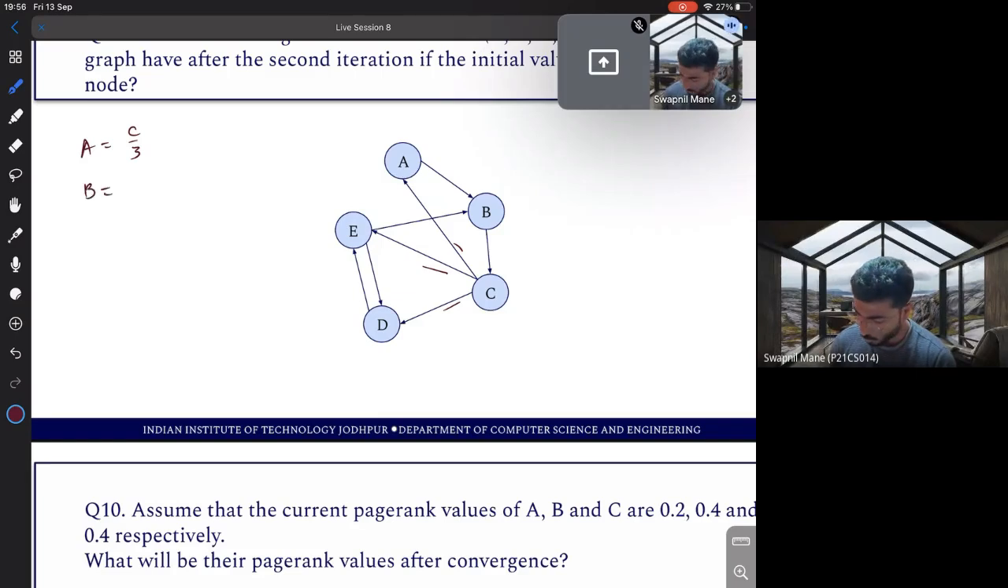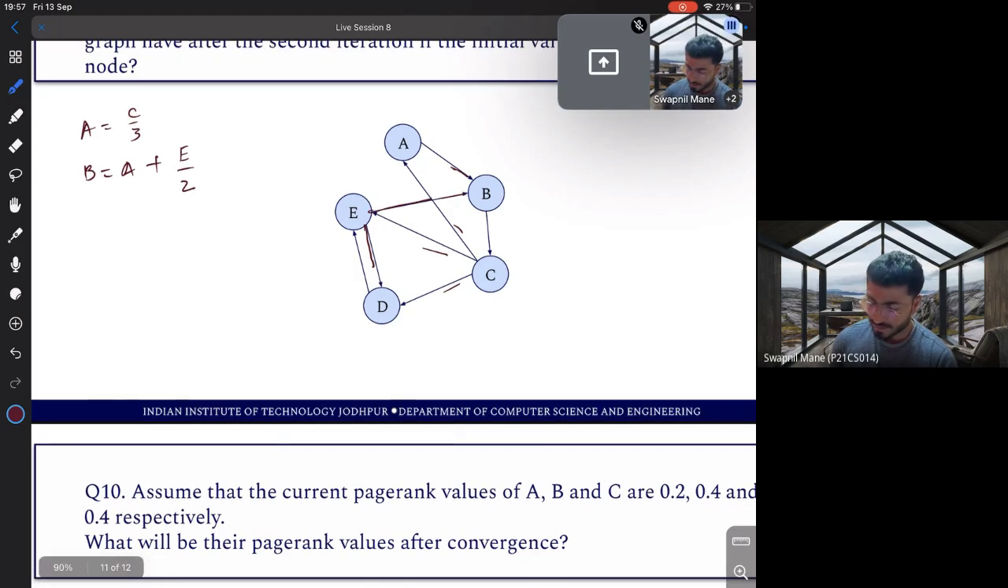Let's move to B. B has two incoming edges, as you can see here, one from A. A has no split, since it has only one outgoing edge, so we directly consider the whole value of A, plus the other edge from E. But E has two outgoing edges, this one and this one, so E is distributed equally, giving E by 2.